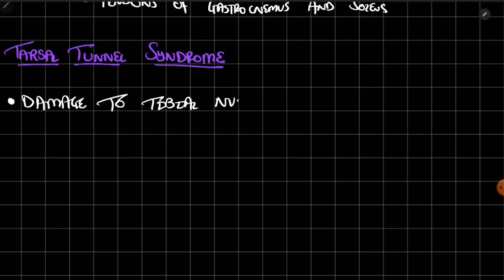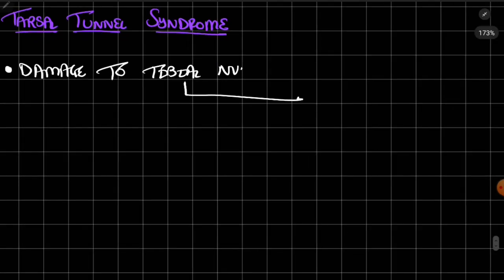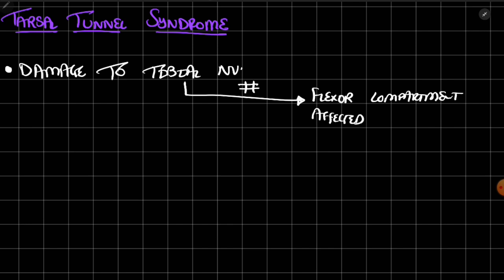So the tibial nerve supplies the flexor compartment, so the flexor compartment is affected. If the flexor muscles are gone, what will happen? We will get a dorsiflexed foot.